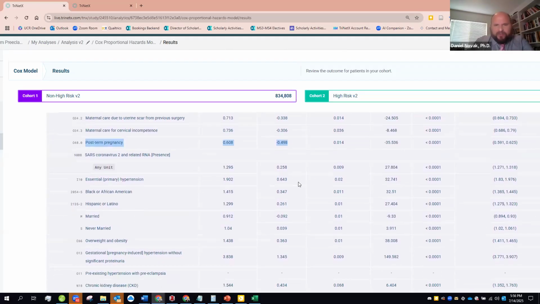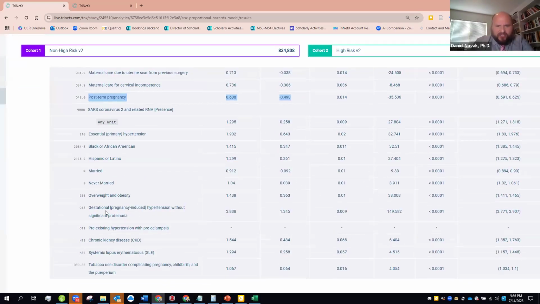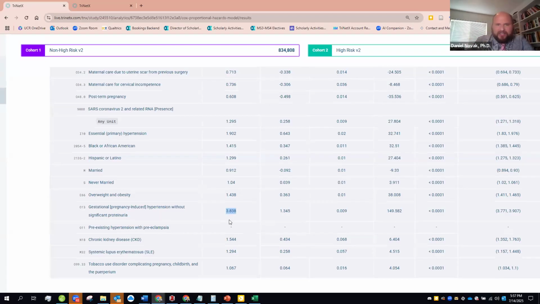I'm just trying to find some big ones here. Yes, having gestational hypertension makes you 3.84 times as likely to have the outcome, which is a pretty monster effect size. That's not that surprising, because having gestational hypertension is probably going to lead to post-pregnancy hypertension as well. So not super surprising.